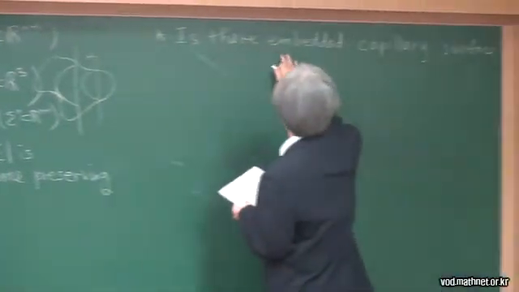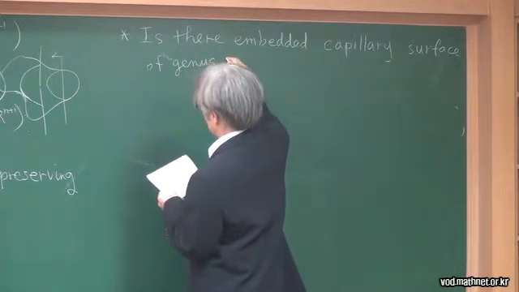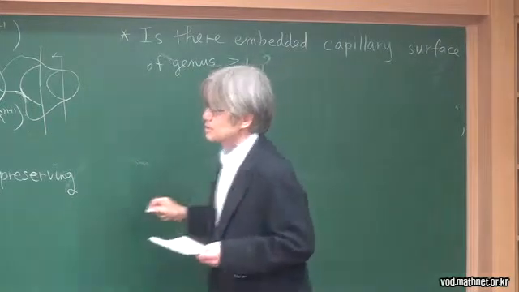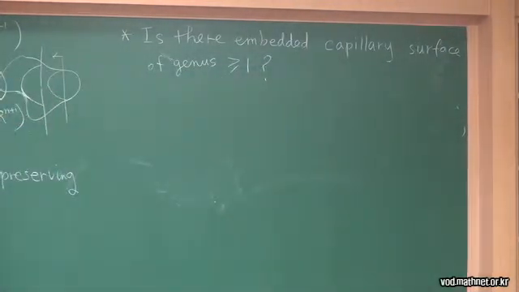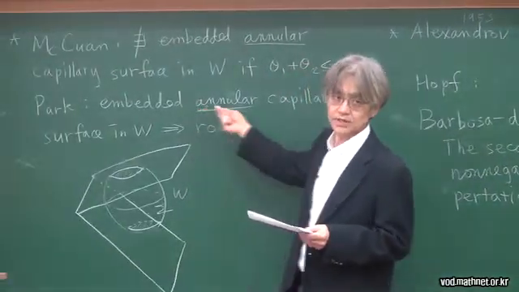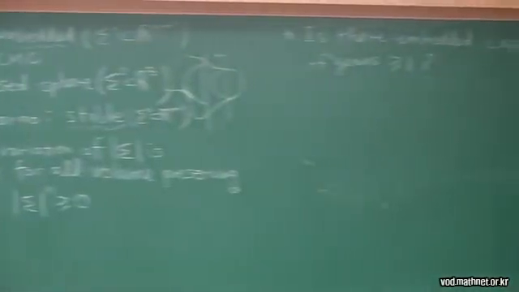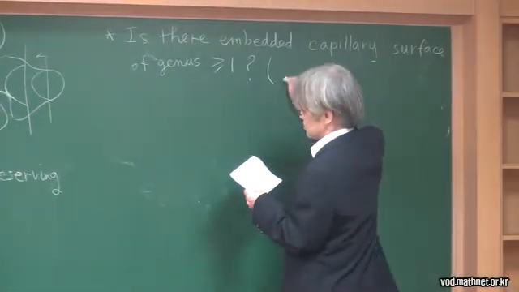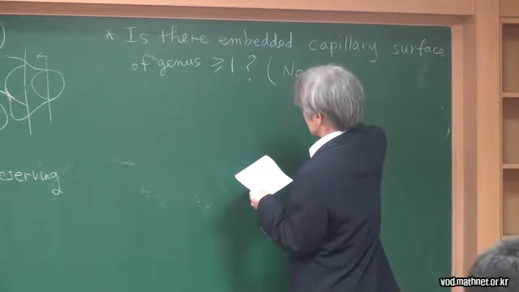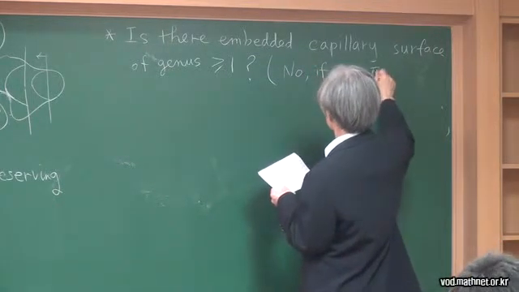So is there an embedded capillary surface of genus greater than 1? They obtained the results only for the annular capillary surfaces, so genus is 0. But is there a higher genus surface? And a partial result was obtained by McEwen. There's no such surface if the contact angle is less than 90 degrees.